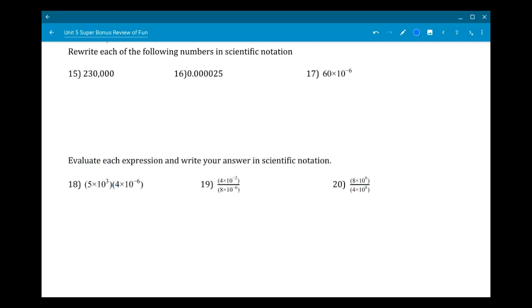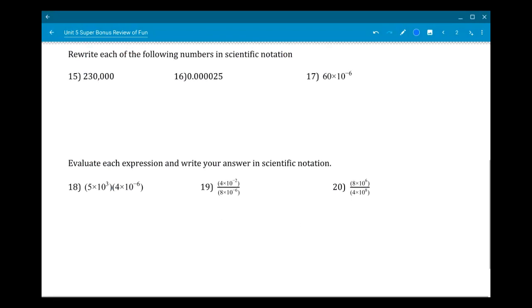What you're doing in those first two is you're trying to figure out where would I put the decimal place in that number to make it a number between 1 and 10. So for this one, I'd put it right here, and I would change my number to 2.3. But now what I'm asking myself is how would I go from 2.3 to 230,000?